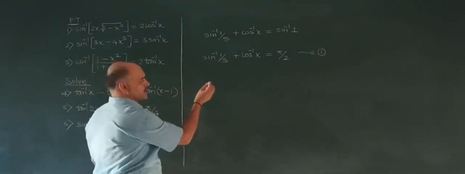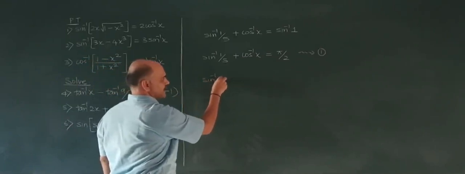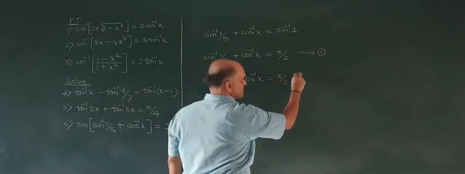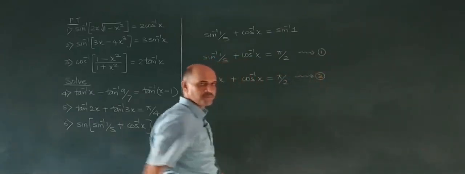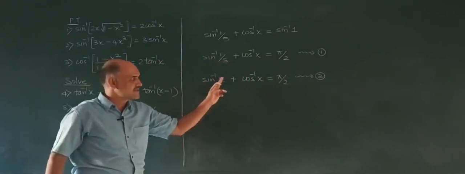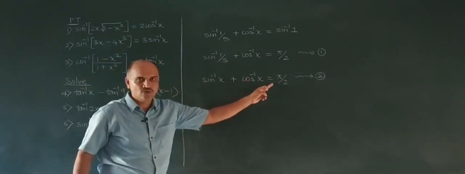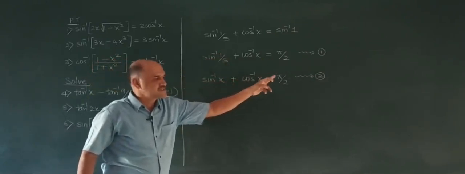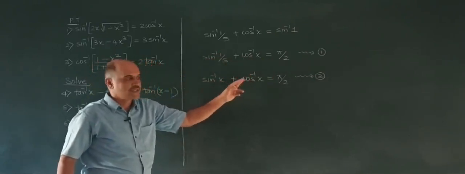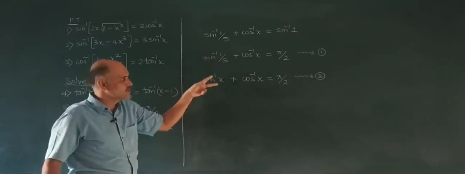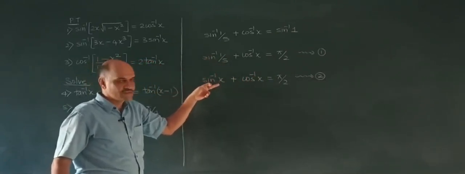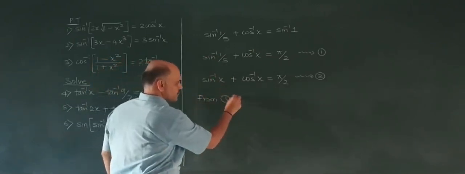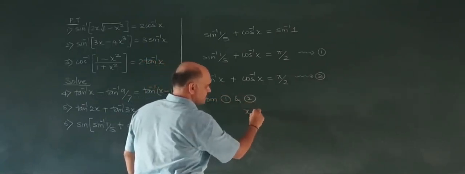Now we know that sine inverse x plus cos inverse x is equal to pi by 2. You remember this formula? Previously we have seen it. Sine inverse x plus cos inverse x is equal to pi by 2. Now if you compare these two equations, the RHS is same, and these two terms are same. From these two terms directly now you can tell the value of x. So x will be 1 by 5. So from 1 and 2, x is equal to 1 by 5.